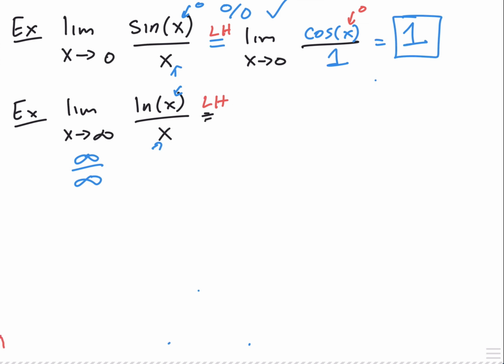All right. So then I get the limit. This is equal to the limit as x goes to infinity, and then you just get the derivatives, right? So what's the derivative of ln of x? 1 over x, good. What's the derivative of x? 1. Okay, and now if I take the limit of that, what do I get? 0, right? Because as x goes to infinity, 1 over x goes to 0.